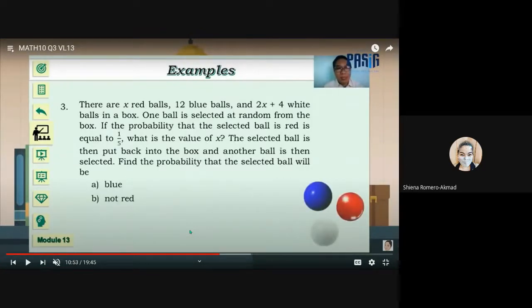How about the number 3? There are x red balls, 12 blue balls, and 2x plus 4 white balls in a box. One ball is selected at random from the box. If the probability that the selected ball is red is equal to 1 over 5, what is the value of x?